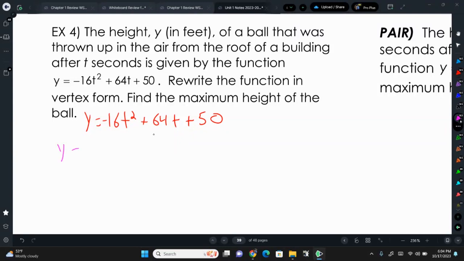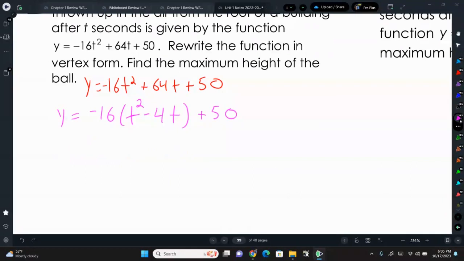Okay, so now I'm going to factor out a -16 so that my a value is 1, then the number in front of t squared is 1. So then my b value here is -4, so -4 over 2 squared. That gives us -2 squared, or +4.